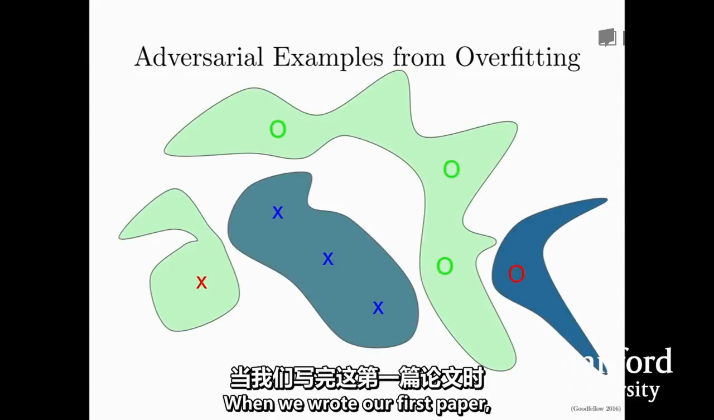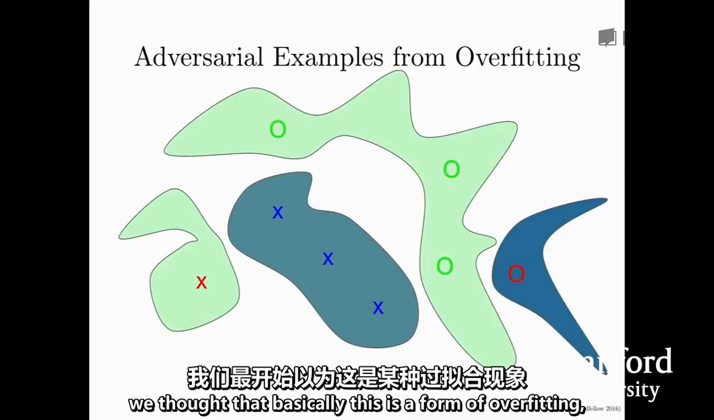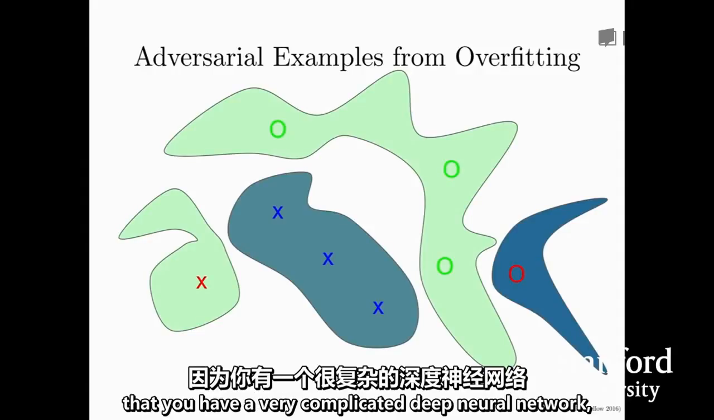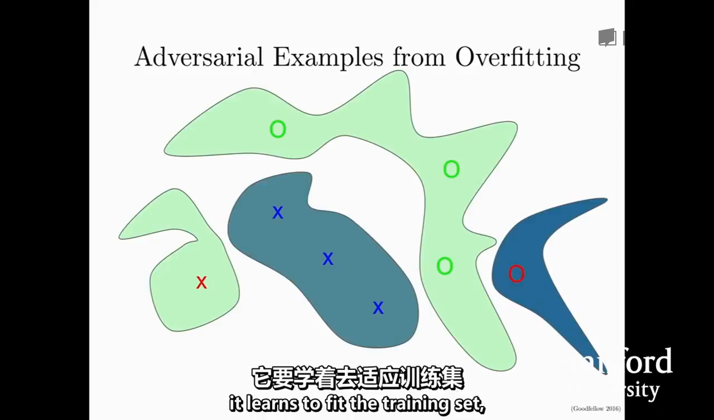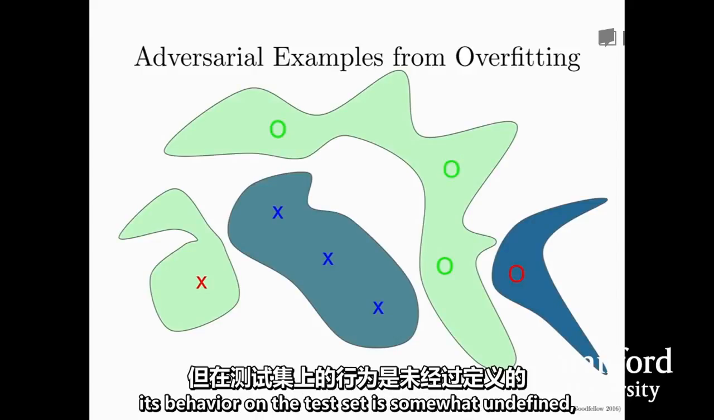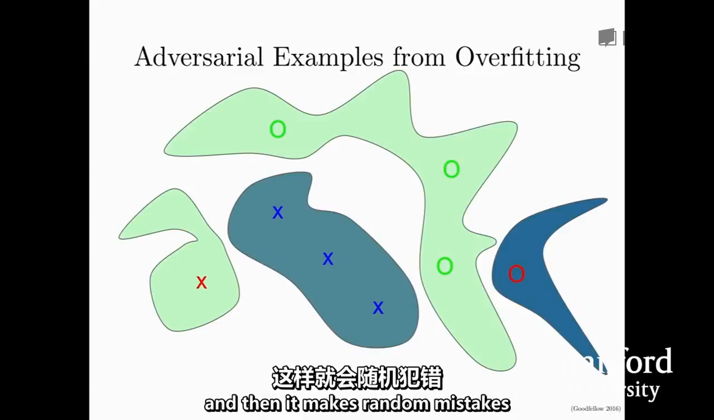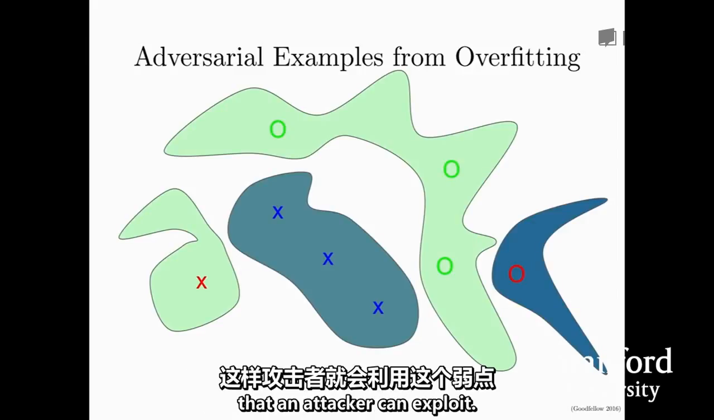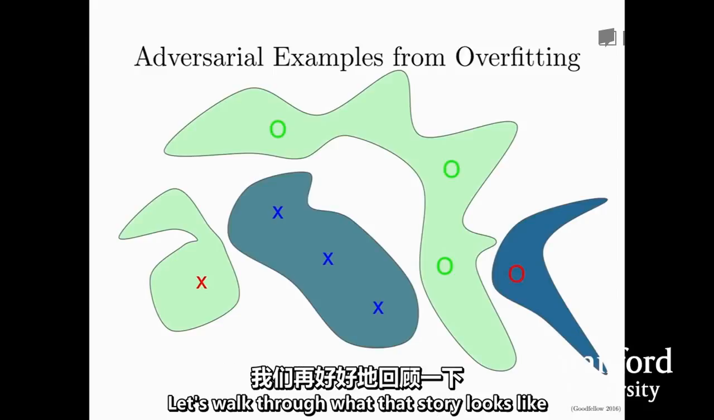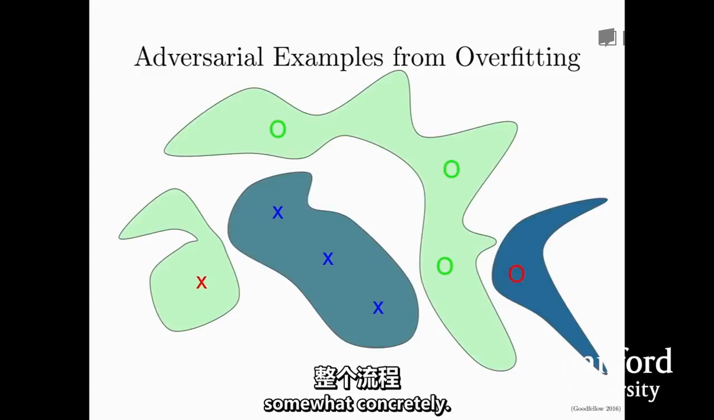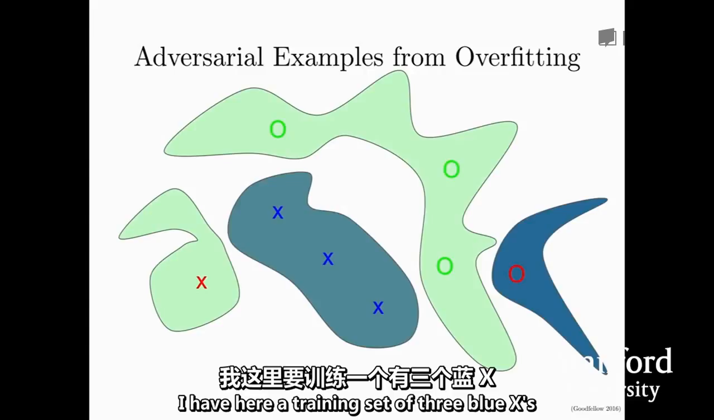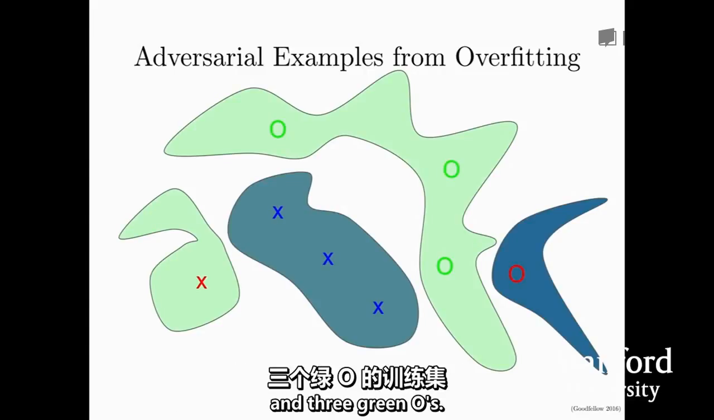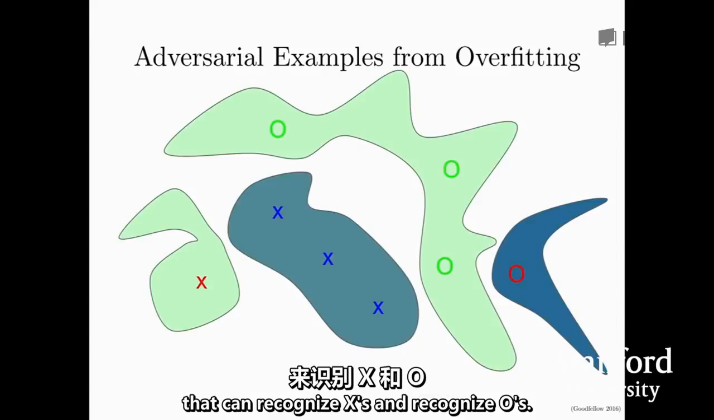When we wrote our first paper, we thought that basically this is a form of overfitting, that you have a very complicated deep neural network, it learns to fit the training set, its behavior on the test set is somewhat undefined, and then it makes random mistakes that an attacker can exploit. So let's walk through what that story looks like somewhat concretely. I have here a training set of 3 blue X's and 3 green O's. And we want to make a classifier that can recognize X's and recognize O's.